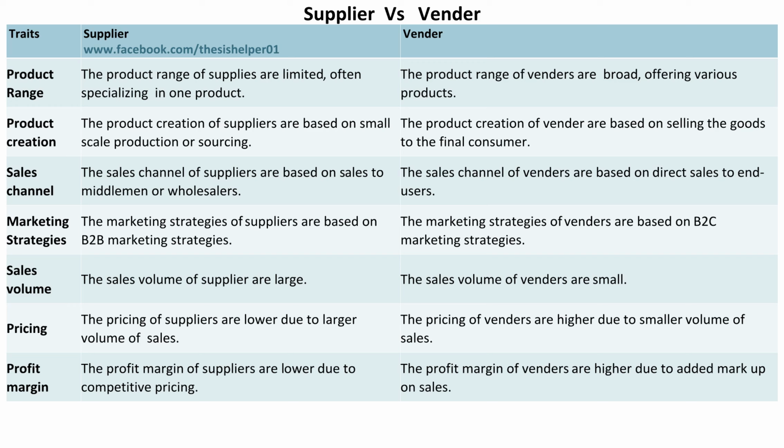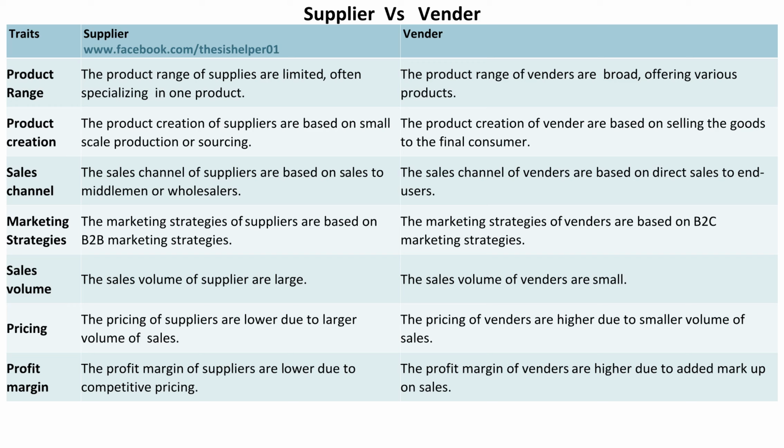The marketing strategies of suppliers are based on B2B marketing strategies. Whereas, the marketing strategies of vendors are based on B2C marketing strategies. The sales volume of suppliers is large. Whereas, the sales volume of vendors is small.